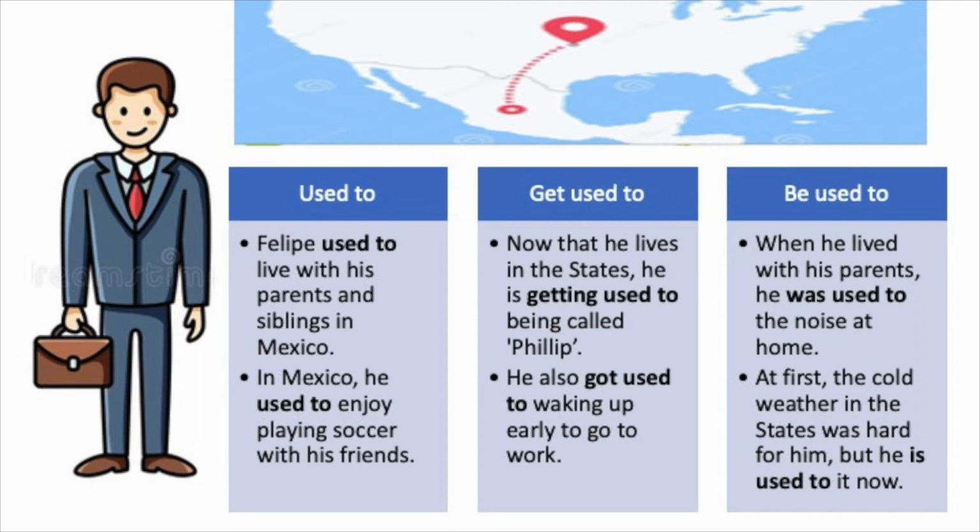He also got used to waking up early in the morning for work. When he lived with his parents, he was used to the noise at home. At first, the cold weather from the States was hard for him, but he is used to it now. I hope this short story about Felipe helped you get used to, see what I did there, the grammar structure we are going to talk about today. So let's dive right in.